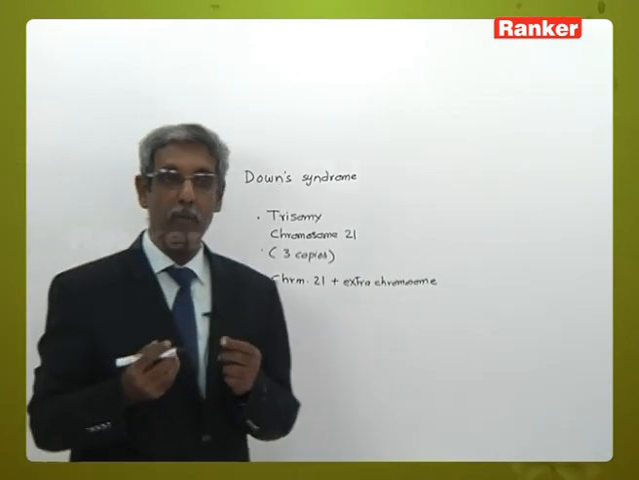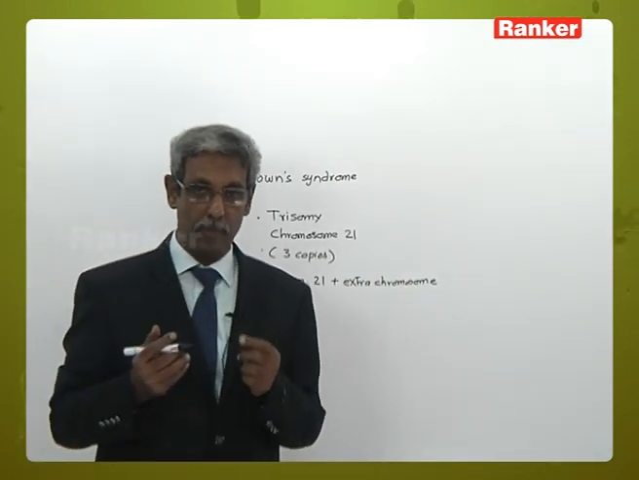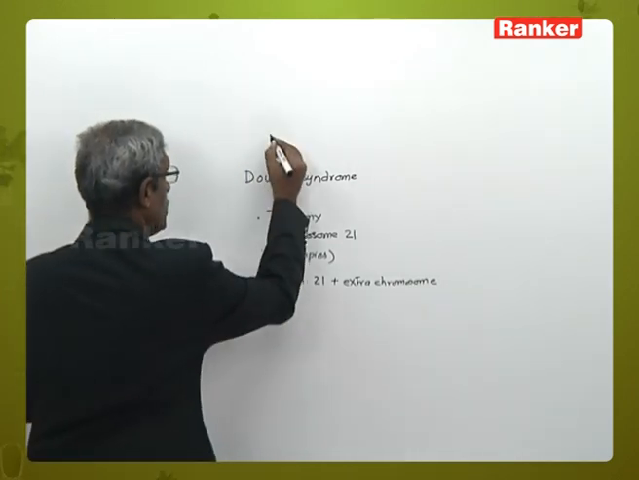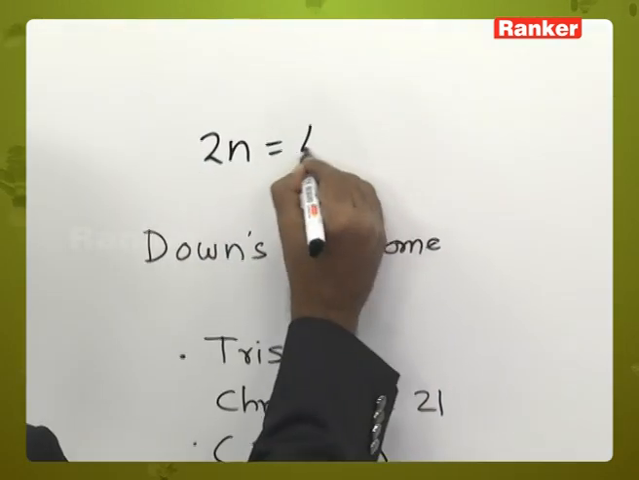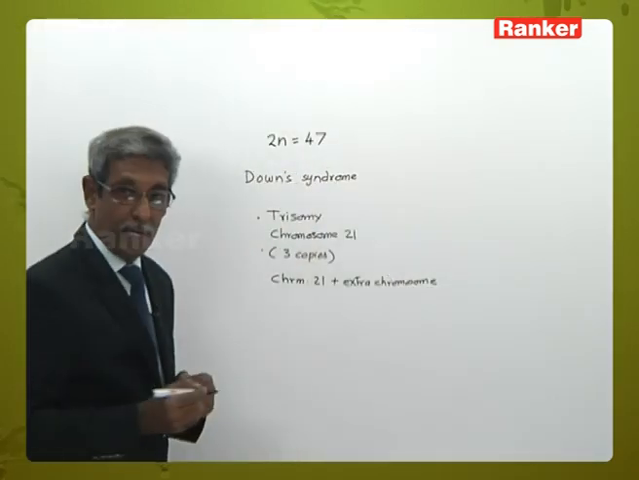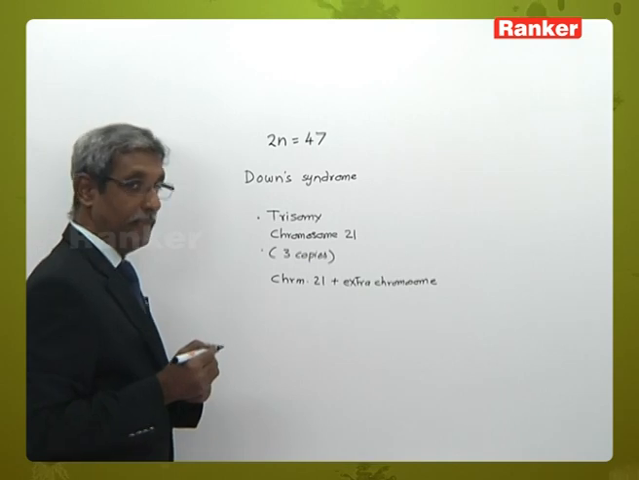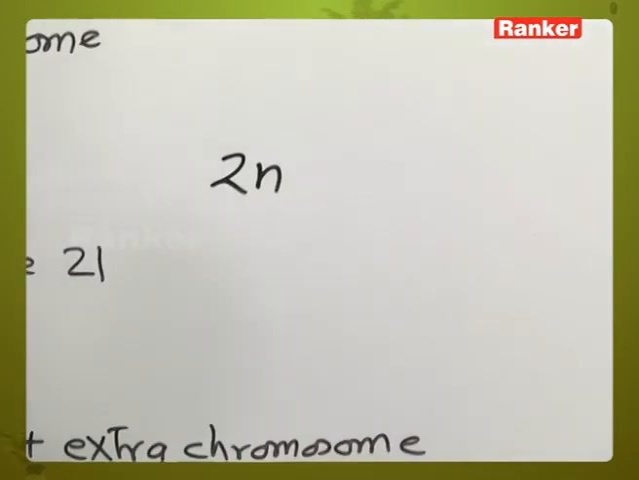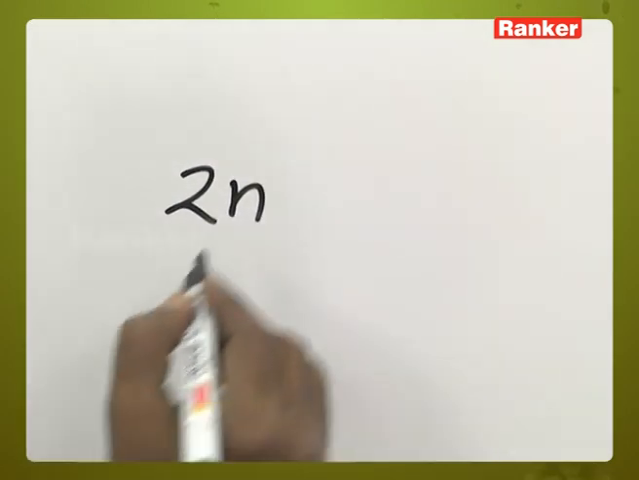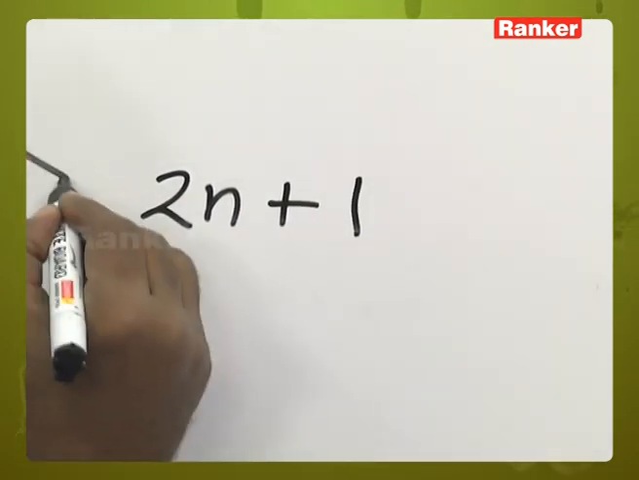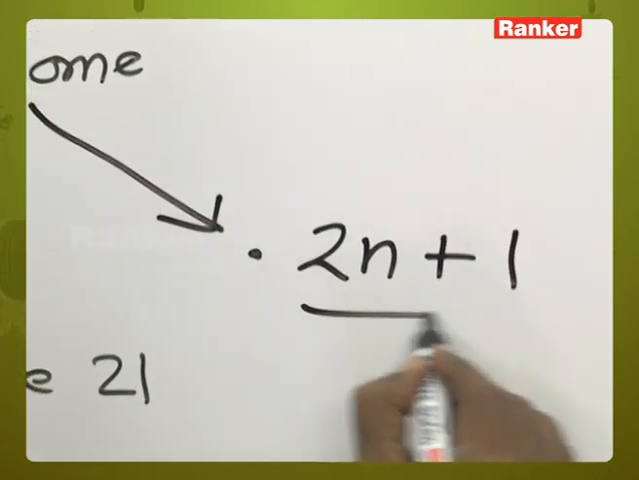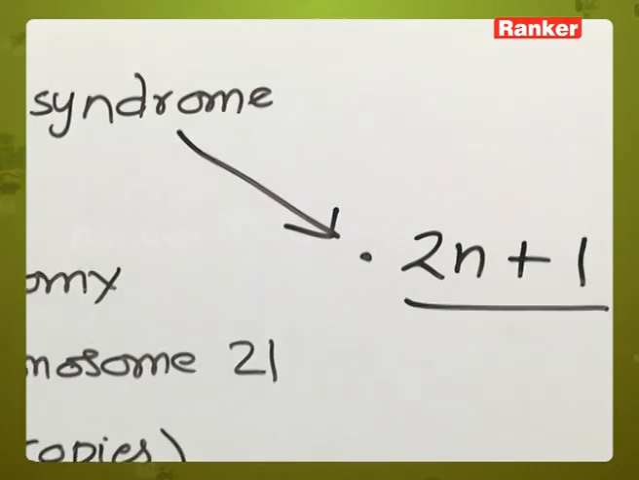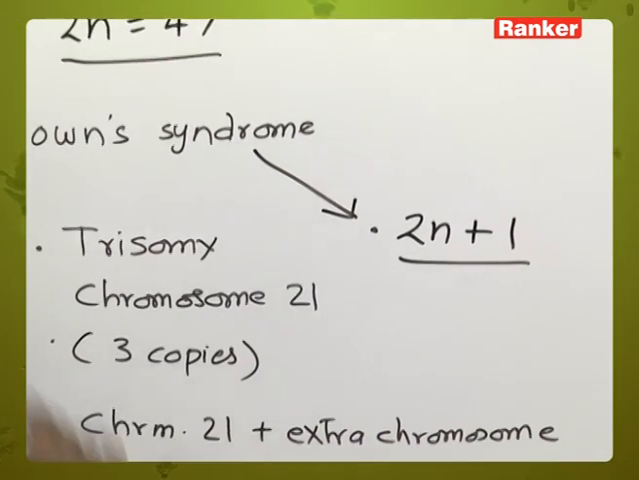Now, normally in any human being we have 46 chromosomes, 2n is equal to 46. So, in Down syndrome it is 2n is equal to 47. Thereby, we understand that the diploid number 2n plus 1 exists in the case of Down syndrome. Other than the diploid number of 46 chromosomes, we have 1 chromosome extra. It is also designated as 2n is equal to 47.